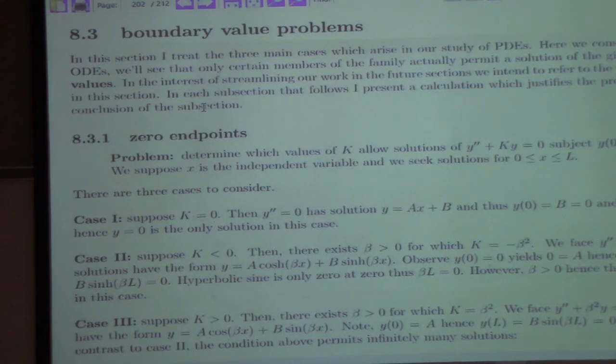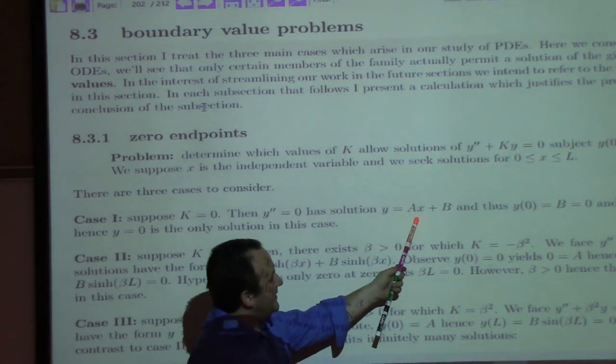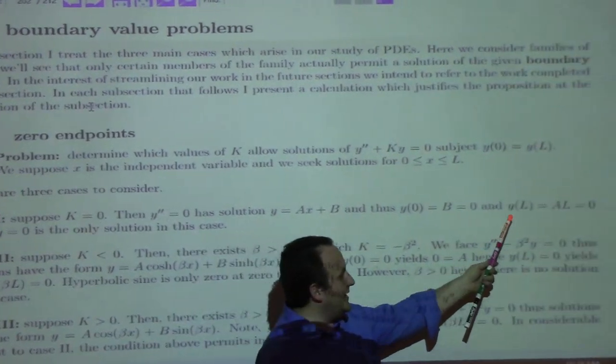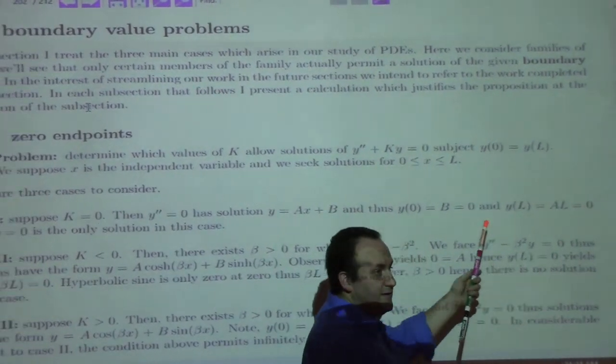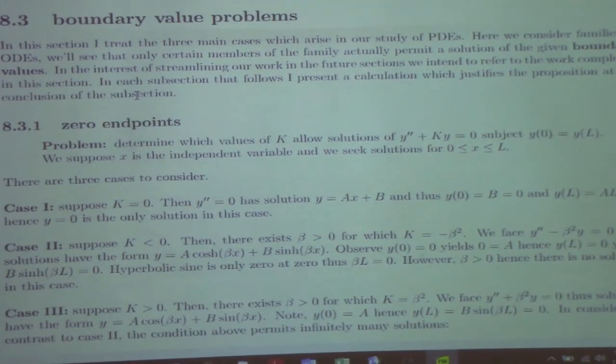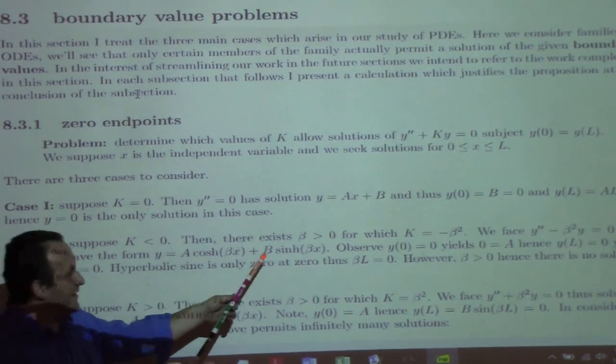Those are your choices. If k is 0, y'' equals 0 has a solution y equals ax plus b. Plugging in 0 gives me b is 0, but then plugging in L gives me aL is equal to 0. So what do you know? We just get a is 0, b is 0, so only the 0 solution is there. This is not interesting.